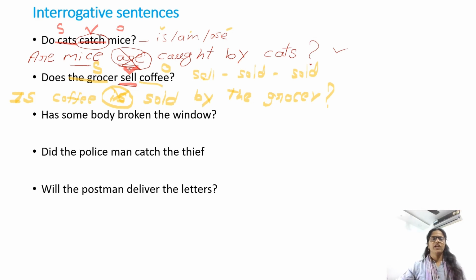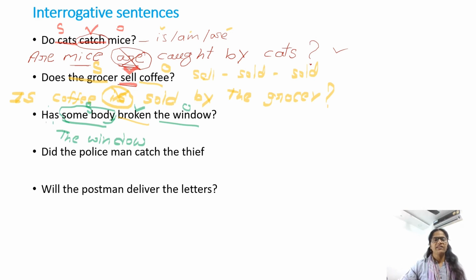Has somebody broken the window? Broken is the verb. Who broke? Somebody is the subject. Somebody broke what or who? The window is the object. Start with the object, the window. In place of the subject we have written the object. The tense of the sentence is present perfect. So you have has here.